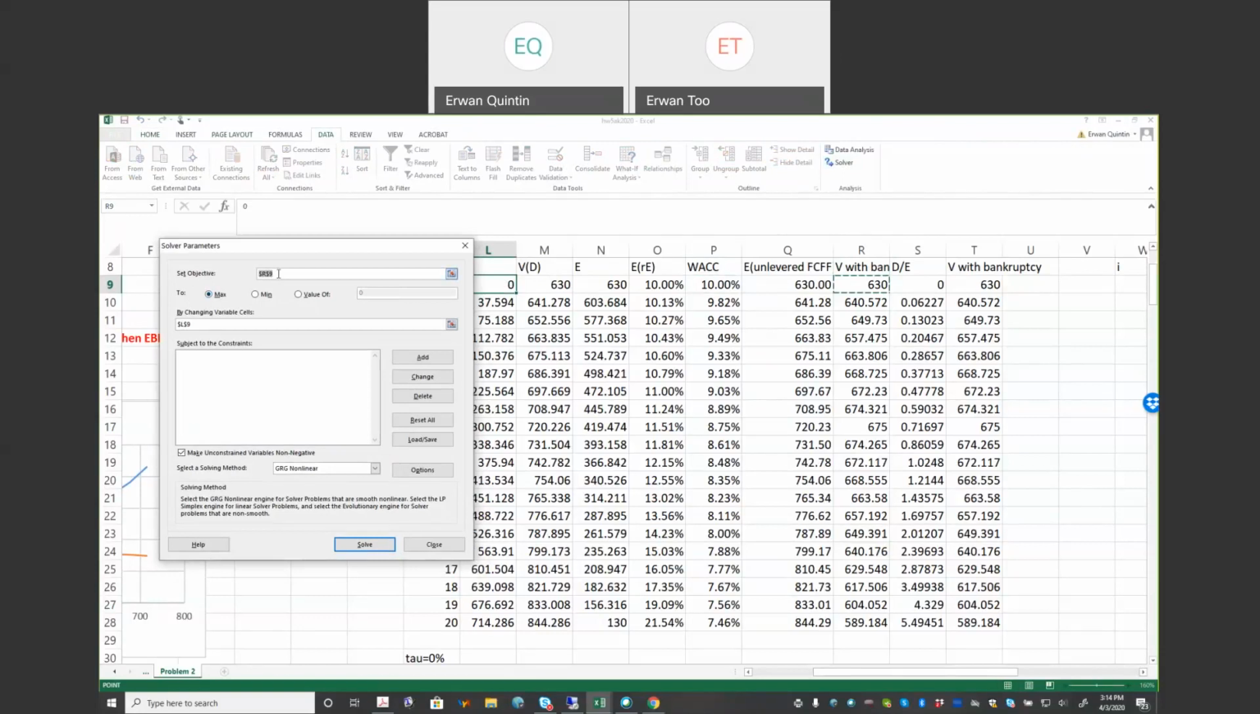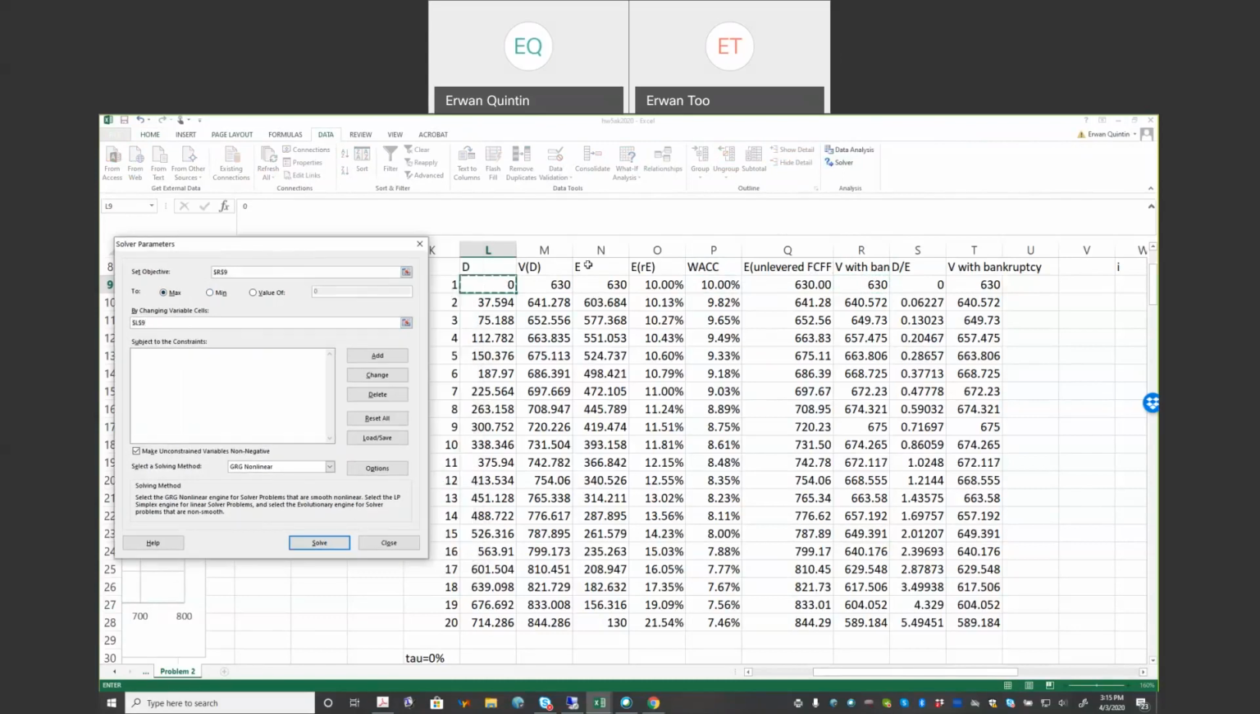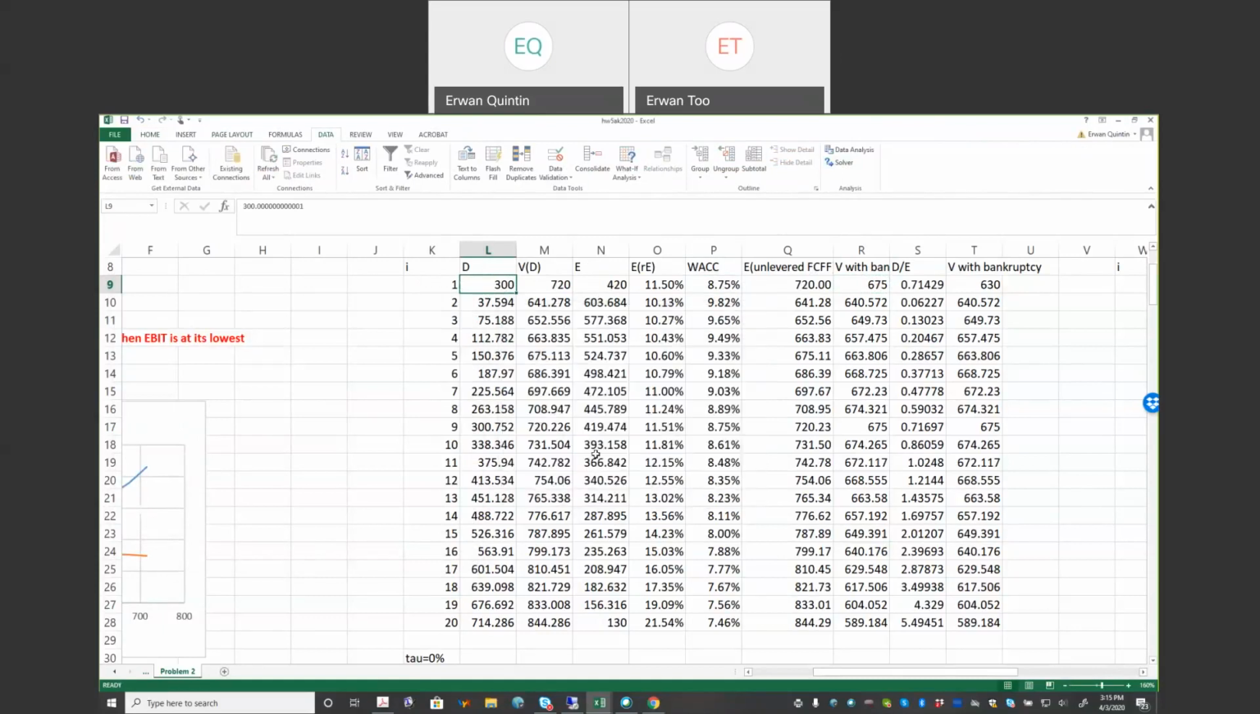And what do I want to do? I want to maximize the value of the corporation given that there are bankruptcy costs by changing, say, the quantity of debt, which is this cell, and I want to launch it, and I want to solve it, and I want to accept the answer. And it is telling me that the optimal quantity of debt in this case is 300. That corresponds to a debt to equity ratio of 0.71, and that makes the value of the corporation as high as it can possibly be.